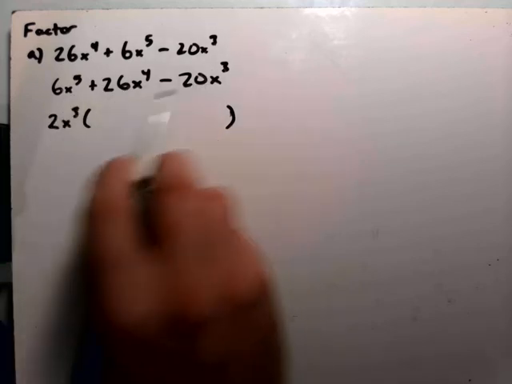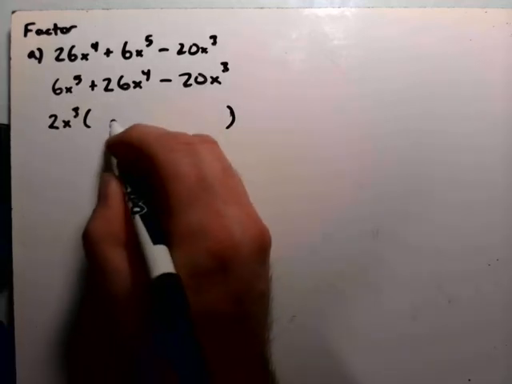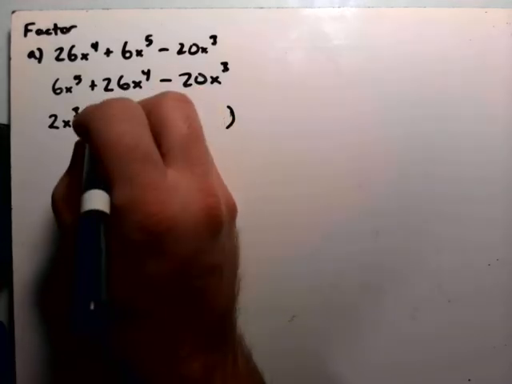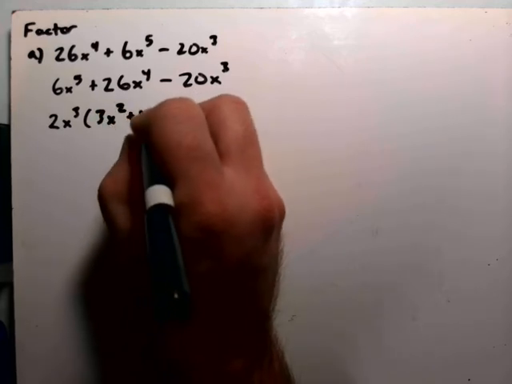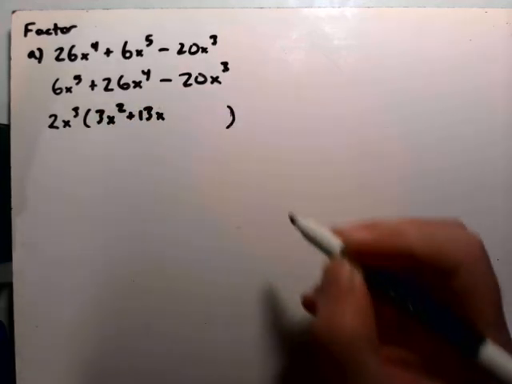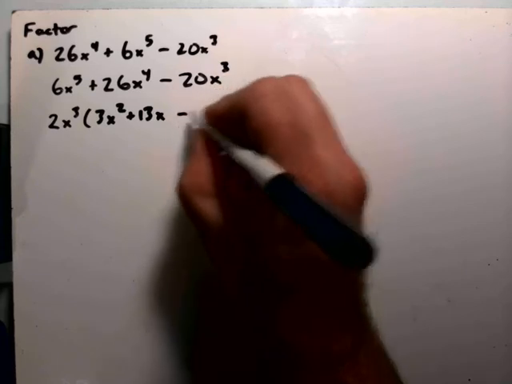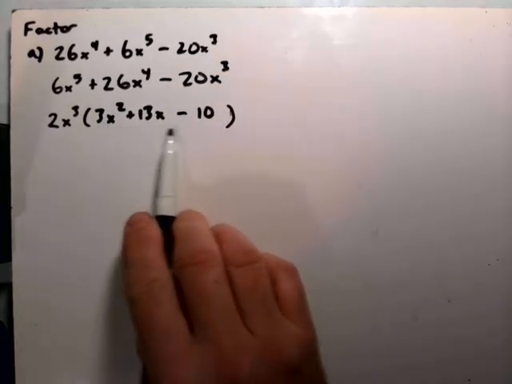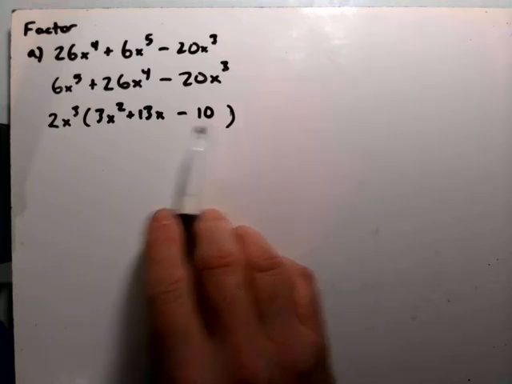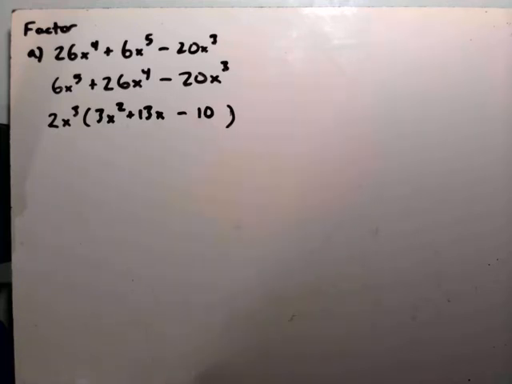If you divide each of these terms by a 2x to the third, we end up with 3x squared plus 13x minus 10. From there, we want to see if we can factor what's inside the parentheses. There's 3 terms there, so I'd want to go through and attempt the add multiply method.